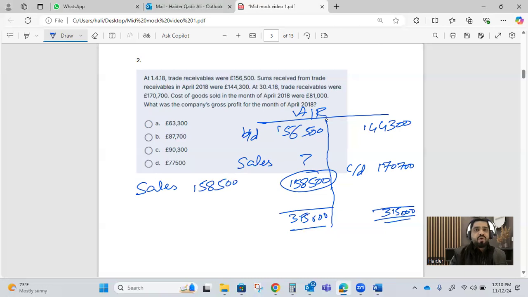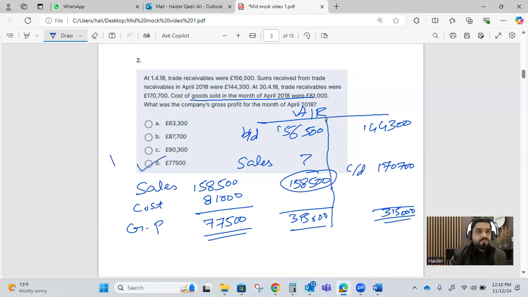If you know the value of sales, now you got it: 158,500, and you have been given the cost of sales in the question statement, 81,000. If you deduct cost of sales from sales, you will get the gross profit. That is your question. So the gross profit is 77,500. So 77,500, answer is D. Again, our answer is D. So here you are understanding how to solve exam type questions. So let's move to the next question now.